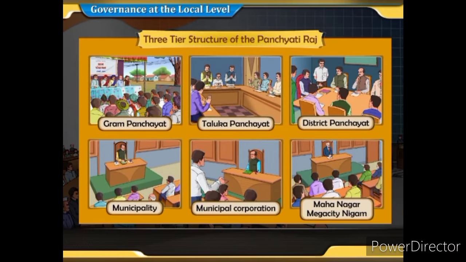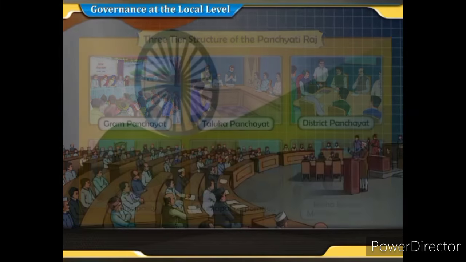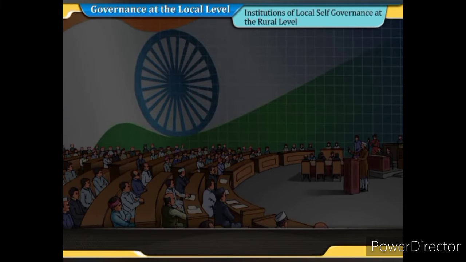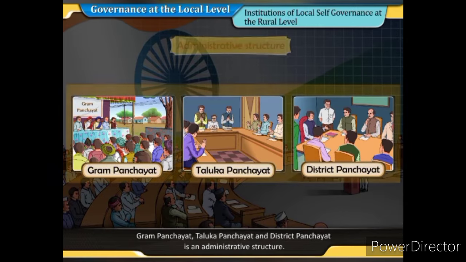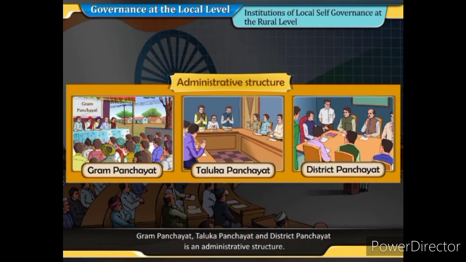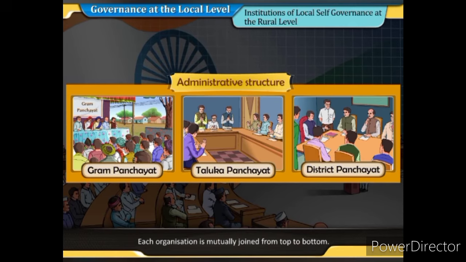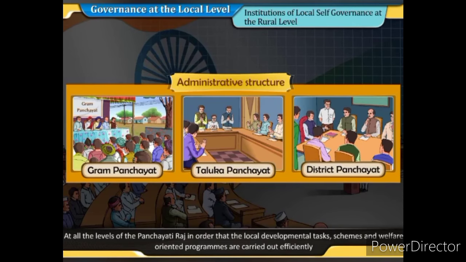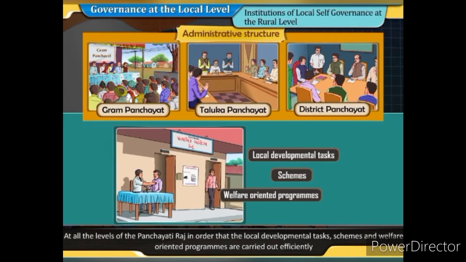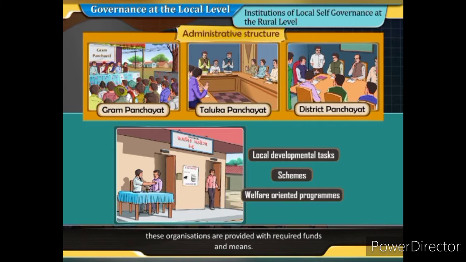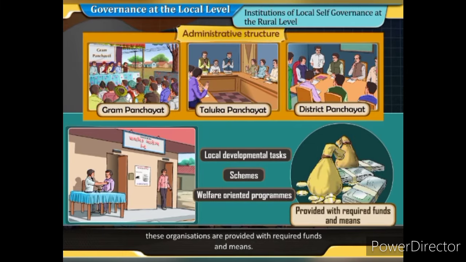Three-tier structure of the Panchayati Raj. Institutions of local self-governance at the rural level: Gram Panchayat, Taluka Panchayat and District Panchayat is an administrative structure. Each organization is mutually joined from top to bottom. At all the levels of the Panchayati Raj, in order that the local developmental tasks, schemes and welfare-oriented programs are carried out efficiently, these organizations are provided with required funds and means.